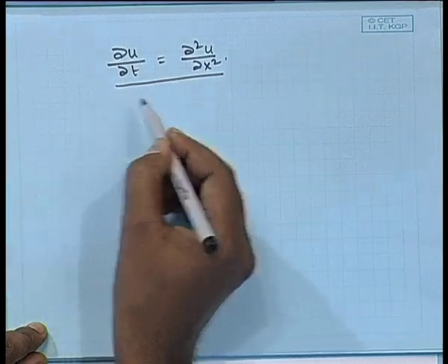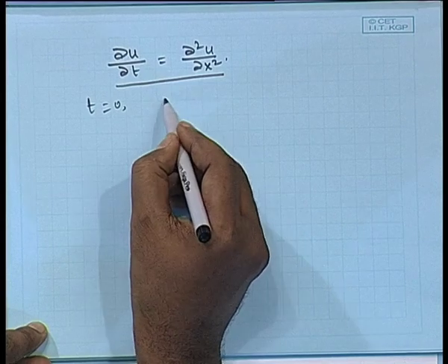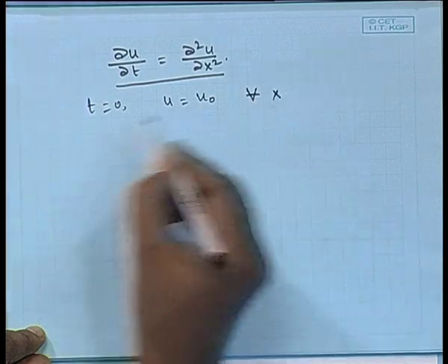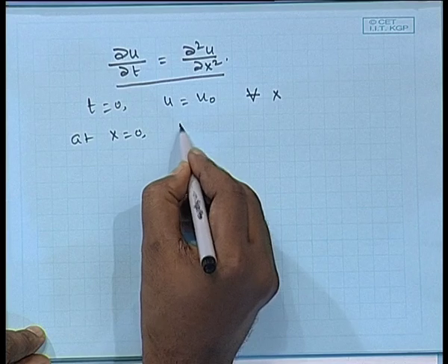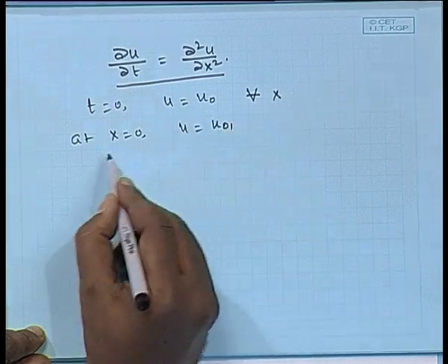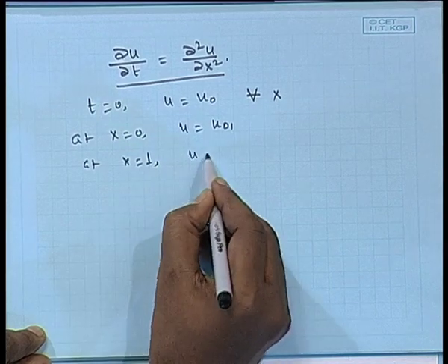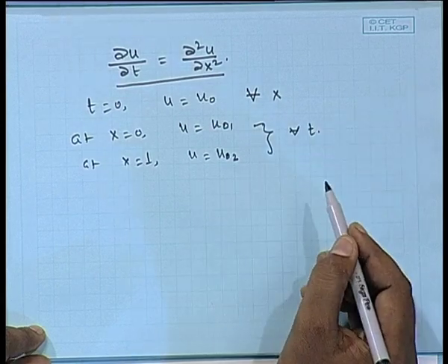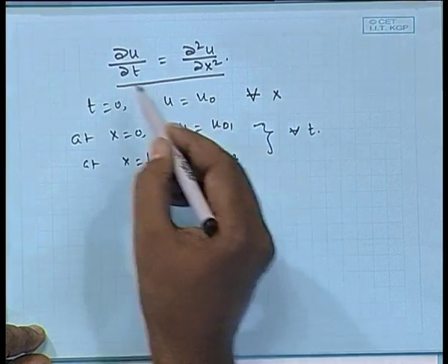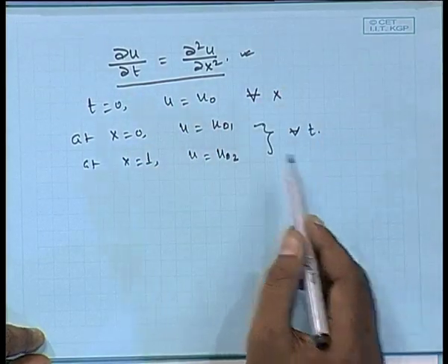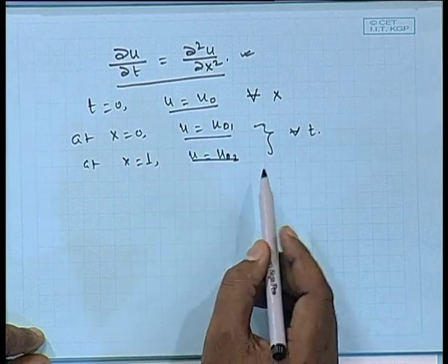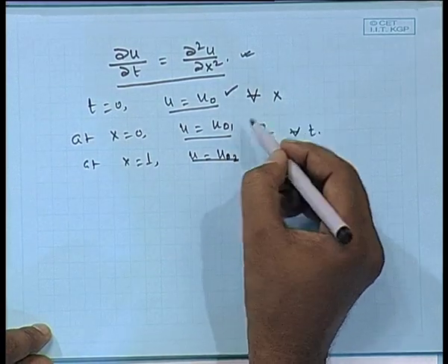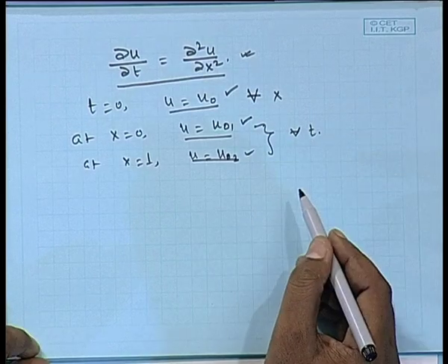Okay. The initial condition will be, at t equal to 0, let us say a general one, u is equal to u0, okay, for any x. At x equal to 0, u is equal to, let us say u01, and at x equal to 1, u is equal to u02, for any time t. Okay. Now, we would like to solve this linear partial differential equation, a parabolic one, with non-homogeneous initial and boundary conditions. So, there are three sources of non-homogeneity in this equation. One is in the initial condition, another is in the boundary condition, and the third one is also on the boundary.